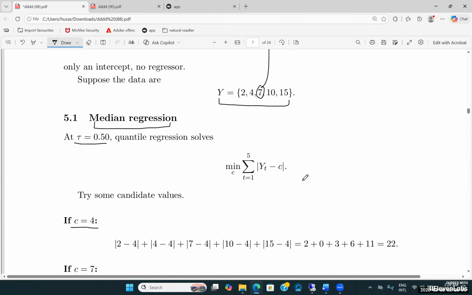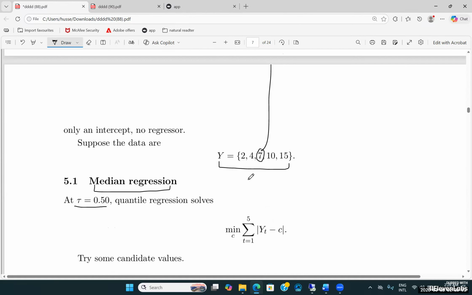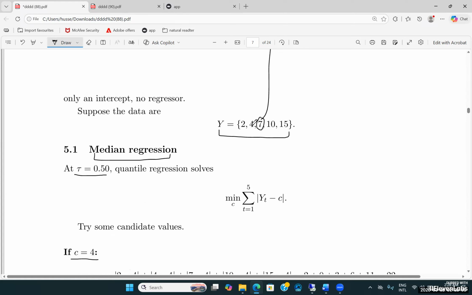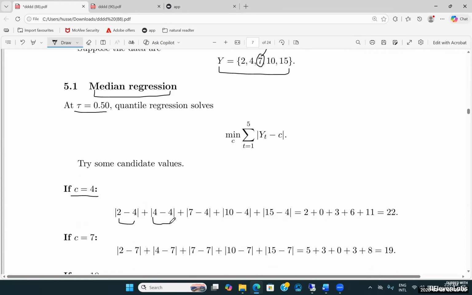Let's consider a scenario where c is set to 4. We begin with the c value of 4, even though it's not the accurate one. But if we proceed with c being 4, then we're going to observe these resulting errors. Specifically, we'll see 2 minus 4, followed by 4 minus 4, and then 7 minus 4. This calculation is simply the actual y value minus the corresponding predicted value. For instance, 10 minus 4, and so on. And then we take the absolute value of that.